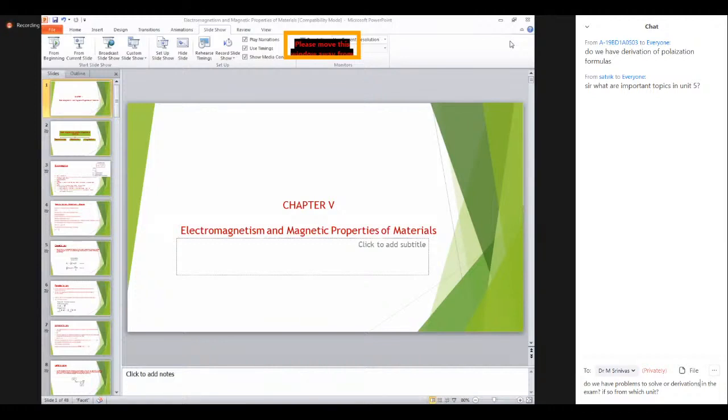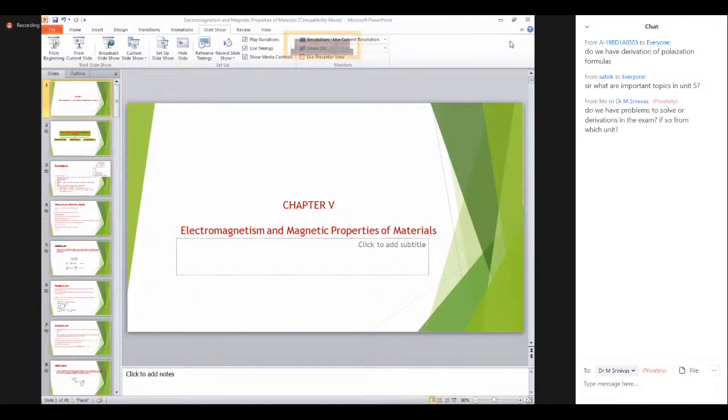And coming to electromagnetism, you only have the basic definition of the four laws. What is Lenz's law, Faraday's law, Ampere's law, Gauss law, and their equations, and Maxwell's equations.